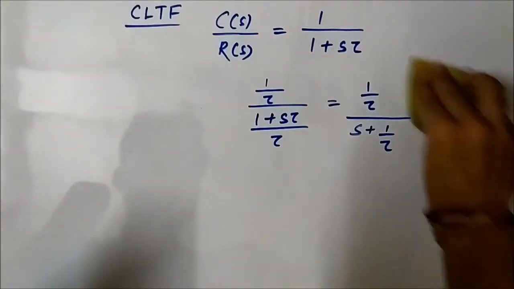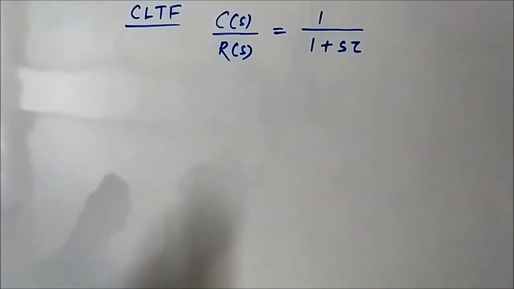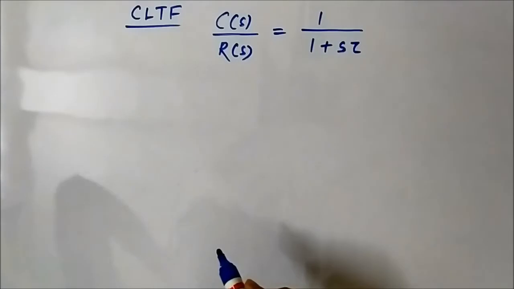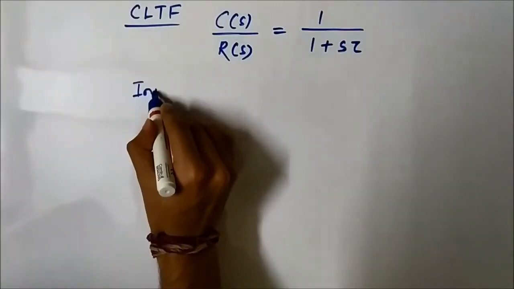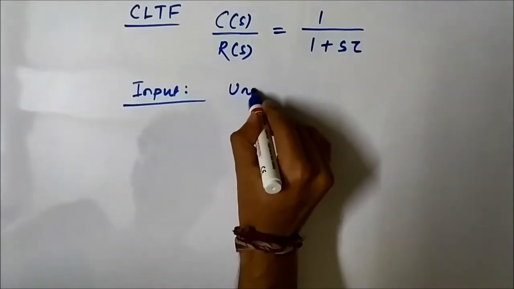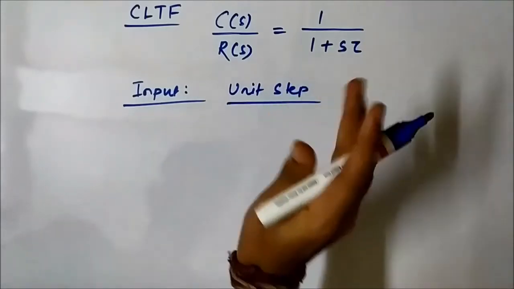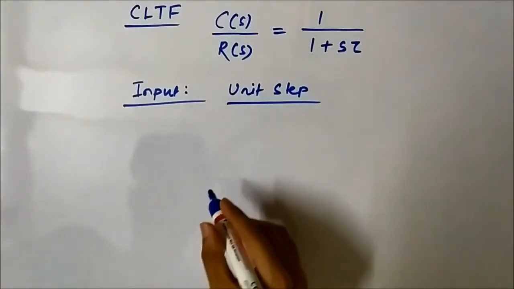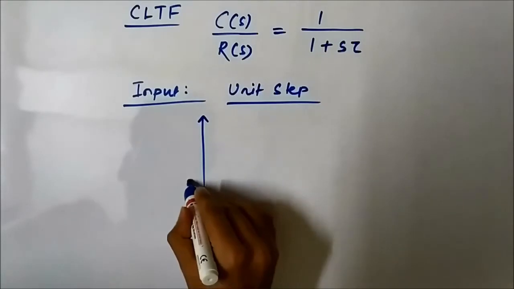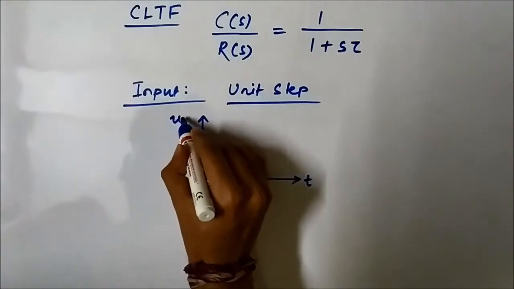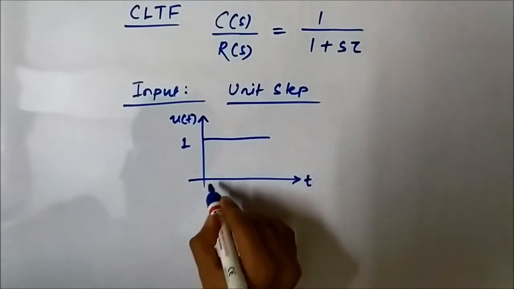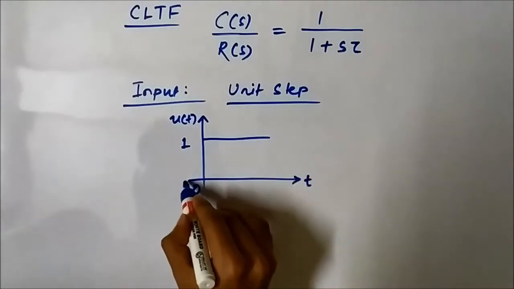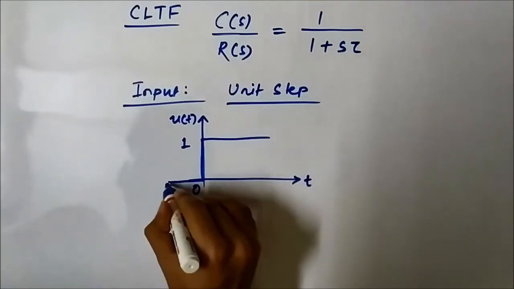So this is the closed loop transfer function. Now we will study the output response, that is the behavior of C(s), when the input is a unit step. I have already discussed the various inputs that are given to systems to study their output response. The unit step input looks something like this. It has a constant value equal to 1, and it exists for positive values of time. For t greater than or equal to 0, its value is 1, and for t less than 0, its value is 0.